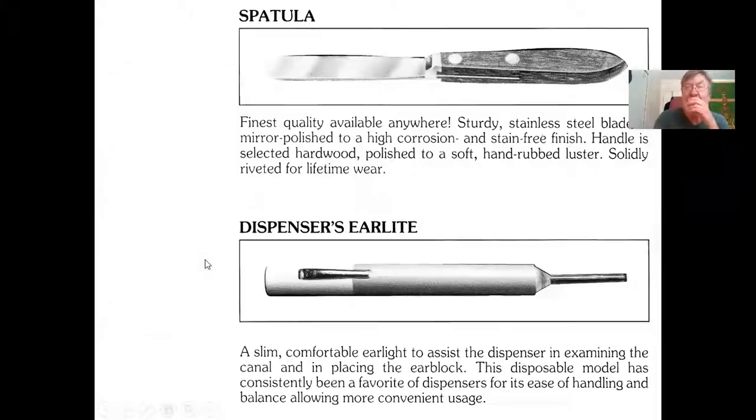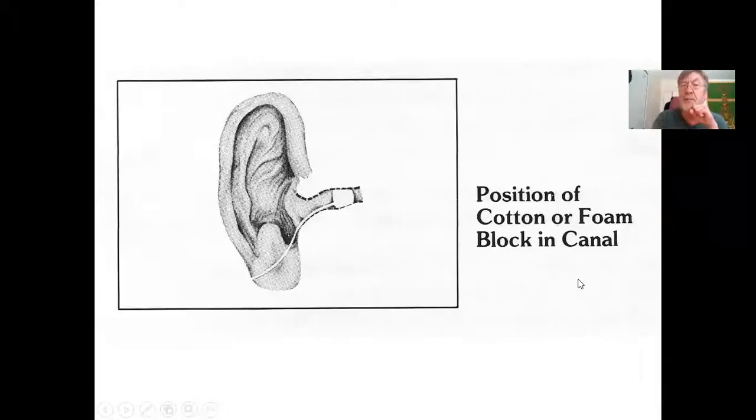And then you're going to mix your material. You're using a little ear light. You turn it on, and the light will help you push this block of foam into the guy's ear canal, almost all the way up to his eardrum.